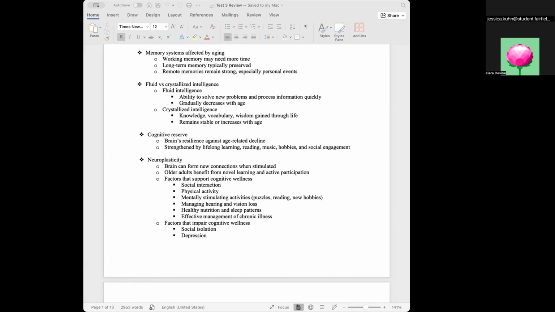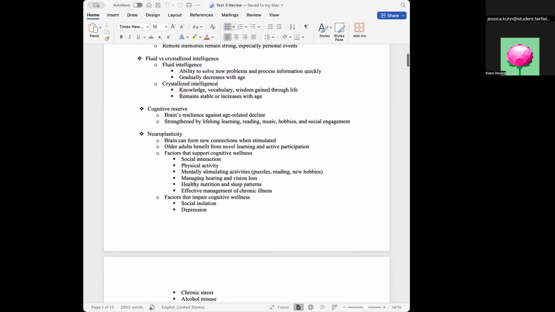So here's the crystallized and fluid intelligence. Fluid intelligence is the ability to solve problems, process information quickly, and this usually decreases with age. Crystallized intelligence is knowledge, vocabulary, and wisdom gained through life. This remains stable and increases with age. So fluid intelligence is kind of like the ability to learn, whereas crystallized intelligence is kind of what you've already learned.